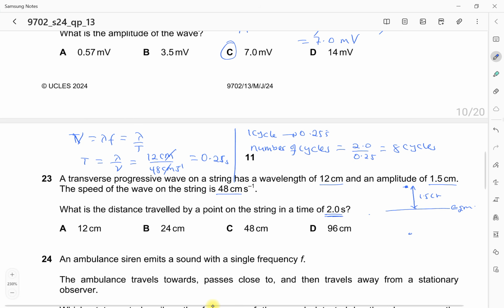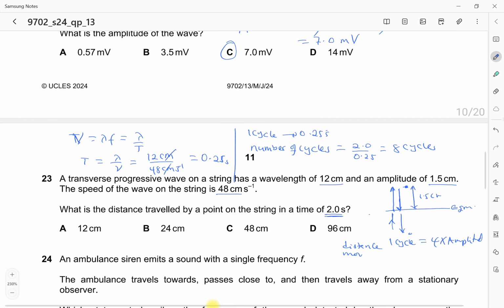So let us say a particle starts from equilibrium. It must move a quarter cycle upwards, another quarter downwards back to equilibrium, a quarter downwards below equilibrium, and then a quarter again back to equilibrium to complete one cycle. In other words, one cycle equals 4 times the amplitude. That is the distance for one cycle.